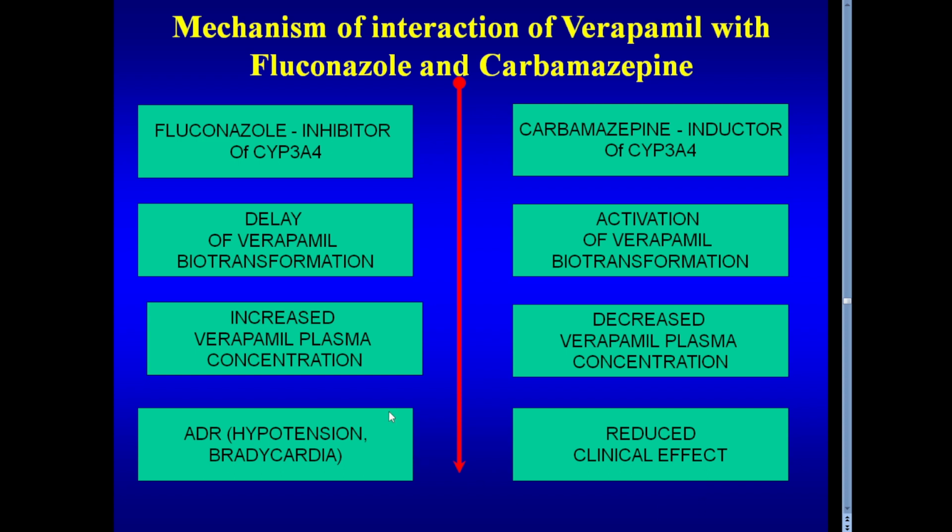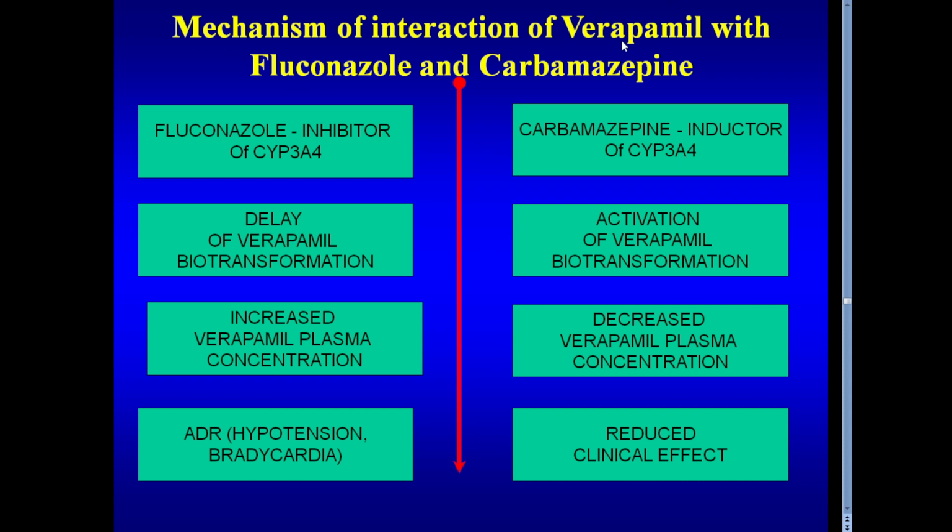Let's discuss interaction of verapamil, which is a calcium channel blocker, used as anti-anginal and antiarrhythmic. Verapamil with fluconazole and carbamazepine. Fluconazole is antifungal, carbamazepine is an antiepileptic drug. Fluconazole is an inhibitor of CYP3A4. Carbamazepine, on the contrary, is an inductor of CYP3A4.